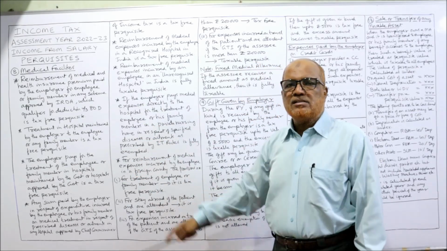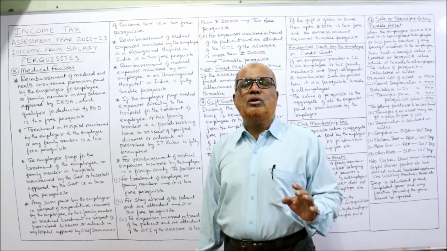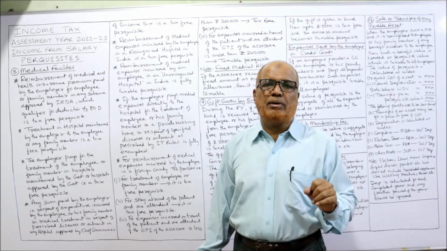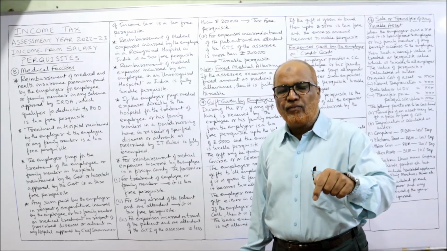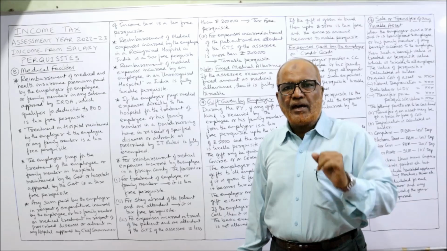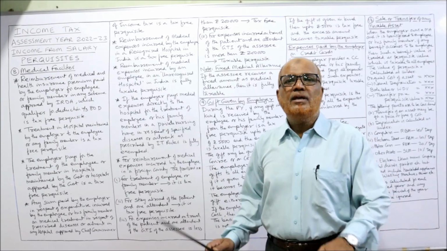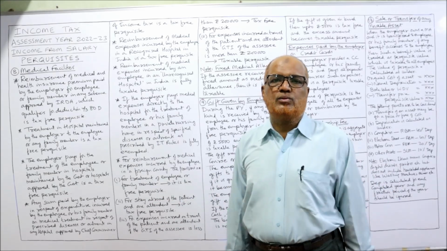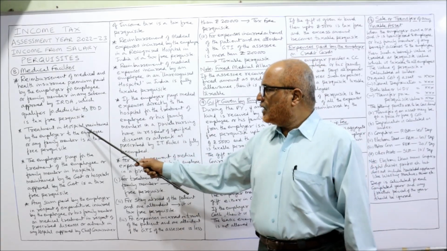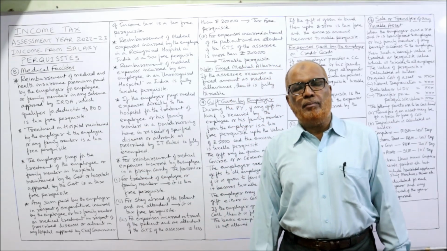So here what it says: if the employer reimburses the amount paid for health insurance premium taken on the life of the employee or on family members, which is approved by IRDA and which qualifies for deduction under section 80D, it is a tax-free perquisite. Second one, treatment in a hospital maintained by the employer for the employees or family members.